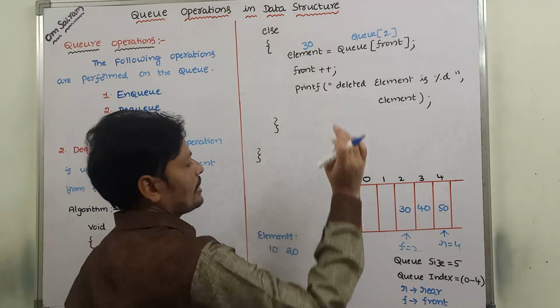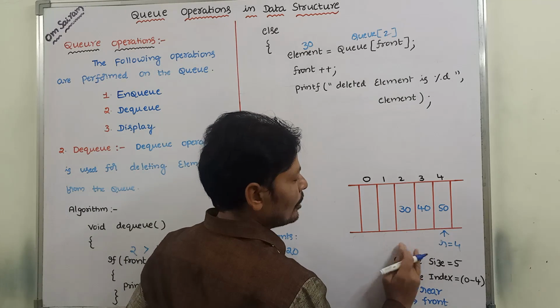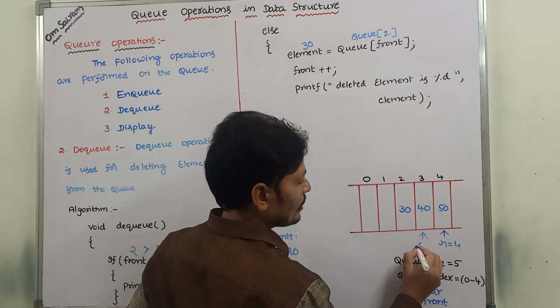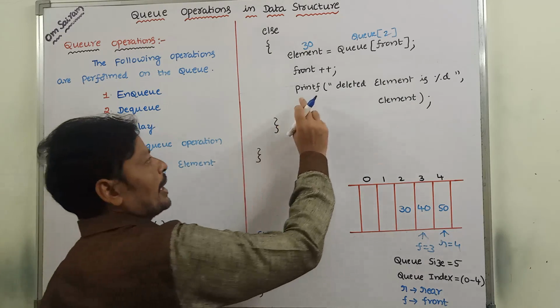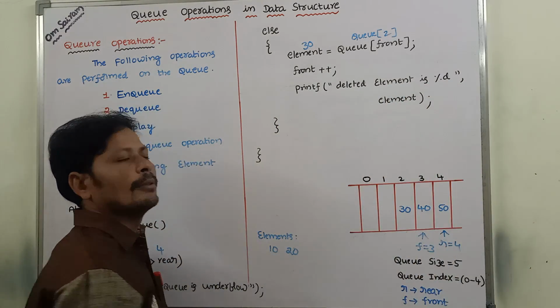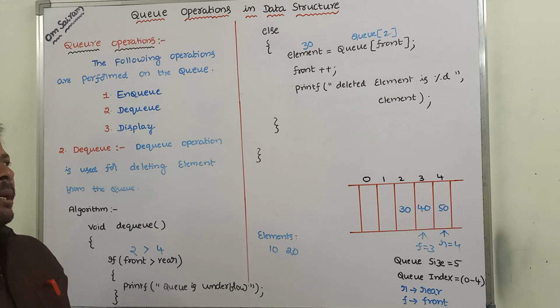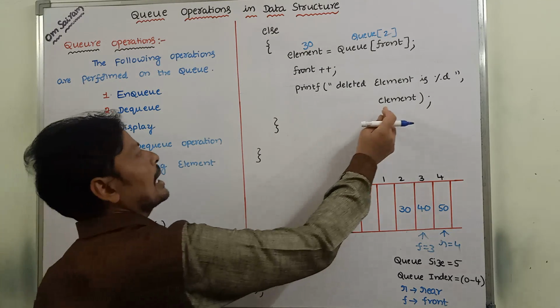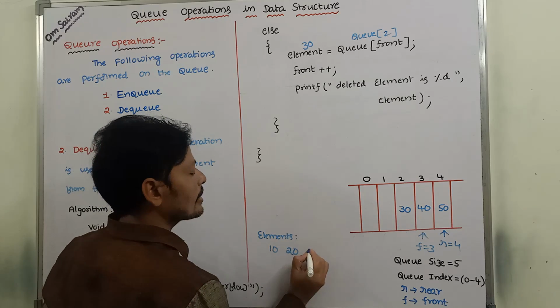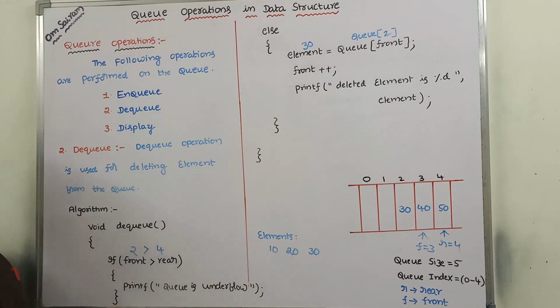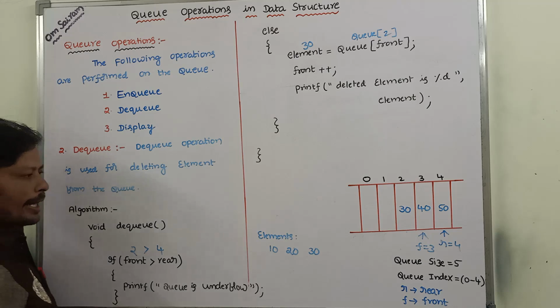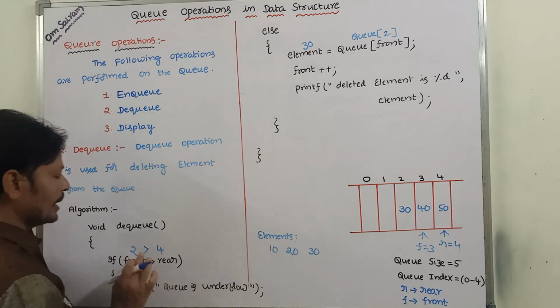Next, front plus plus. Front value previously 2. It is incremented. Now front value is 3. Next, printf, the deleted element is %d, element. Element value is printed, that element value is 30. 30 is printed. Again, we have to perform the dequeue operation. Void dequeue, brace begin. If front greater than rear. What is the front value now? That is 3.